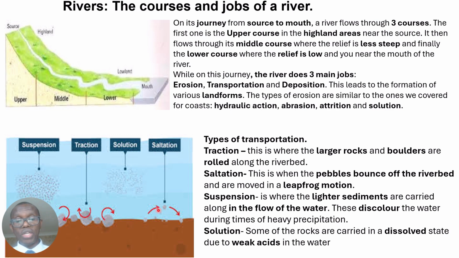Then we also have material that is being carried in suspension. So as you can see here, these here are a smaller sediment in comparison to the boulders and the pebbles, and these are the finer material that can be carried along in the flow of the water. It's light enough to be carried in a suspended state in the water, and this actually is the material that normally causes the water to look very discolored during times of very heavy rainfall, because during such times the river has a lot more energy and is likely to be carrying a lot more material that it has eroded. So that will be carried in suspension.